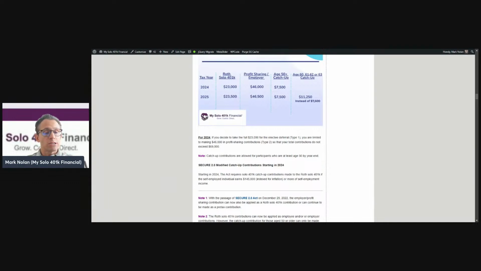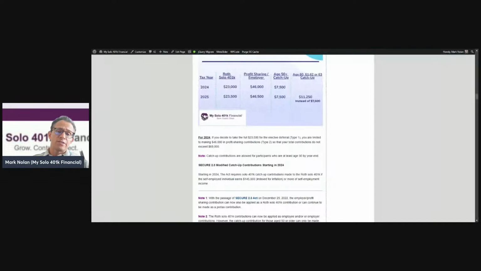Now for 2025, resulting from Secure Act 2.0, you can also do a super catch-up contribution of $11,250. But it only applies to a certain age group, which is anyone who's age 60, 61, 62, or 63 in 2025 by the end of the year. So if you fall under that category, instead of doing $7,500, you can make an $11,250 catch-up contribution, and that would be applied as an employee Roth solo 401k catch-up contribution, because again, employer contributions cannot be applied as catch-up.